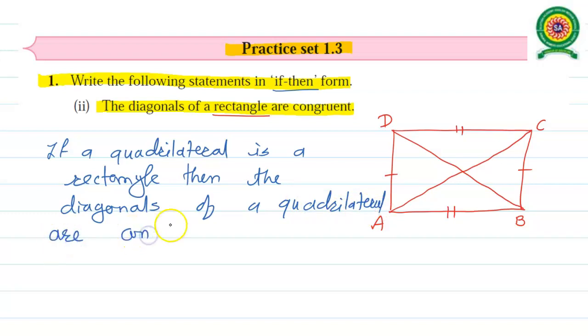Likewise, the same statement may take other forms depending on the rectangle, like the pair of opposite sides of a rectangle are congruent. So if a quadrilateral is a rectangle, then the pair of opposite sides of a quadrilateral are congruent. Sometimes we may have the pair of opposite sides of a rectangle are parallel. So if a quadrilateral is a rectangle, then the pair of opposite sides of a quadrilateral are parallel. Likewise, we have other statements depending upon the rectangle.